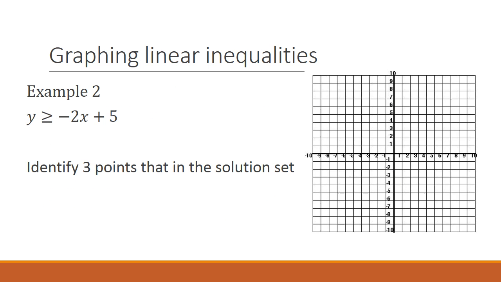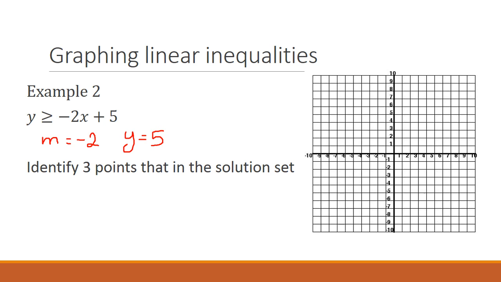In the last lessons, we learned how to graph a linear equation. Today, we're going to learn how to graph a linear inequality. So if we look at the linear inequality here, we have y greater than or equal to negative 2x plus 5. The parameters that I need to graph this inequality are m equals negative 2, that's the slope, and the y-intercept is 5, which is b.